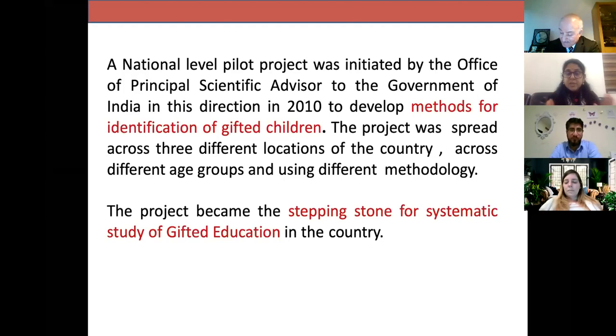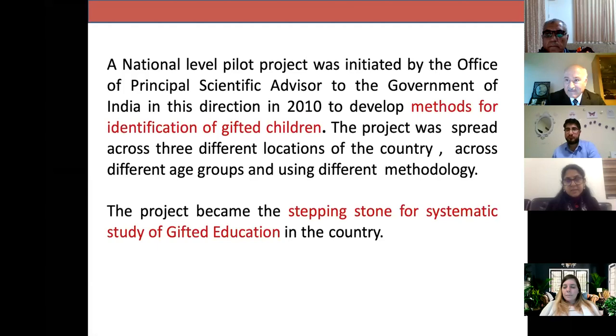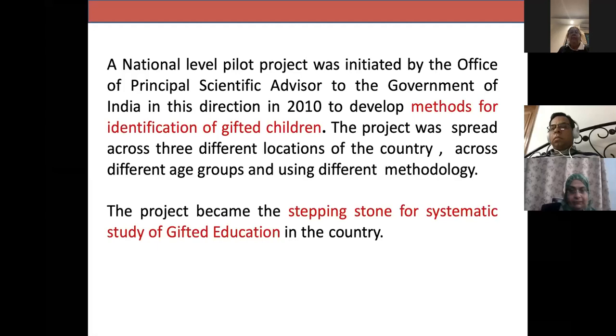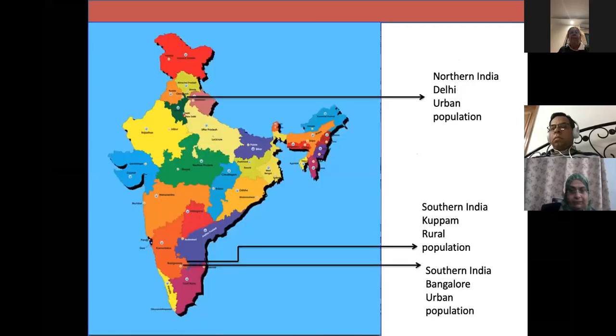This project and this session will talk about academically gifted students, though we honor, acknowledge and believe in gifted children in non-academic domains like sports, arts and other fields. But this session is primarily focusing on children in math and science, and definitely other subject domains also. This project became the stepping stone for the systematic study of gifted education in the country.